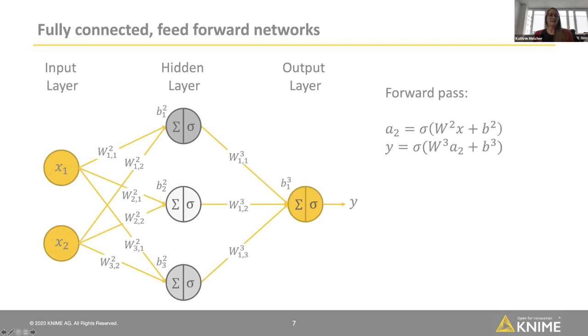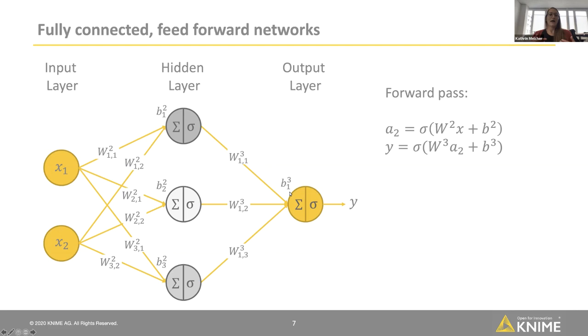A fully connected feed-forward network always has an input layer and an output layer, here the first and the last layer, and then one or many hidden layers in between. In the feed-forward network, information only travels from the input to the output, and we don't have any backward connections. This means we always take the values from the previous layer to calculate the activations in the next layer, by calculating the linear combination of either the inputs or the activations from the previous layer.